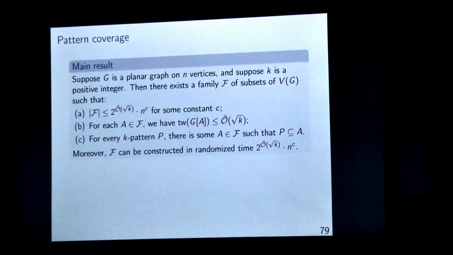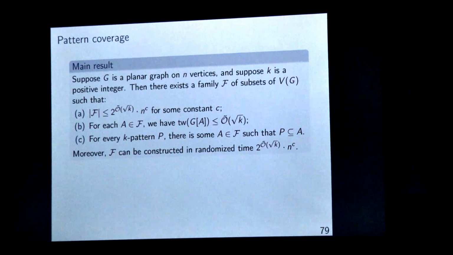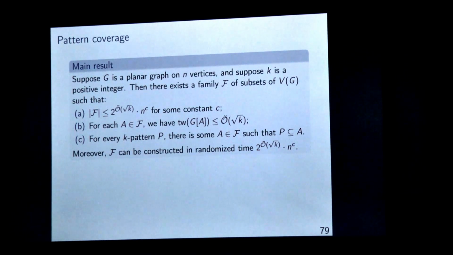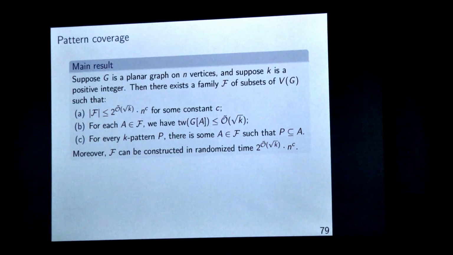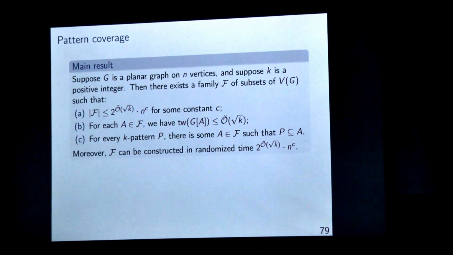And what is the property? First, the size is not big. The size is subexponential, 2 to the power big O of root k times polylog. It is like a hash function. In what sense? For each A in F, first of all, the treewidth is small. Not only is the size of the family small, the graphs I have given you have small treewidth. And the third property is that for every k-pattern P, there is some A in F such that P is contained inside it.